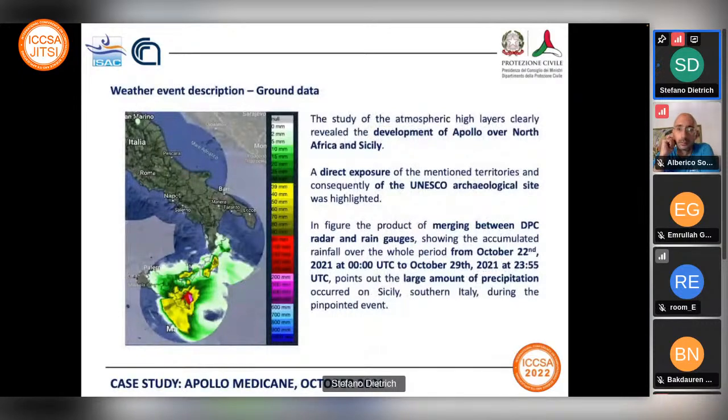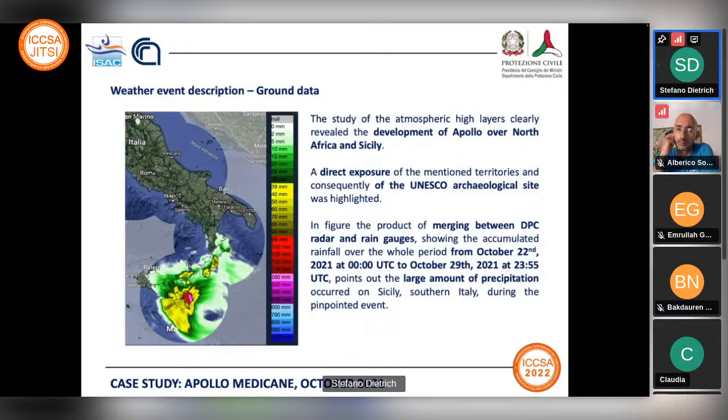Okay, after all this, a real stress test was awaited to verify the validity of the work carried out. What better than a Medicane? Medicane is quite a new word that combines the two words Mediterranean and hurricane. The Apollo Medicane, which occurred in October 2021, was obviously monitored in all its phases by sensors and weather forecast models.